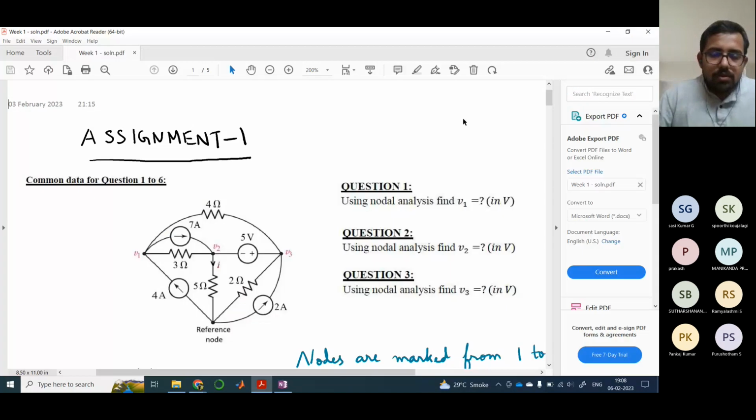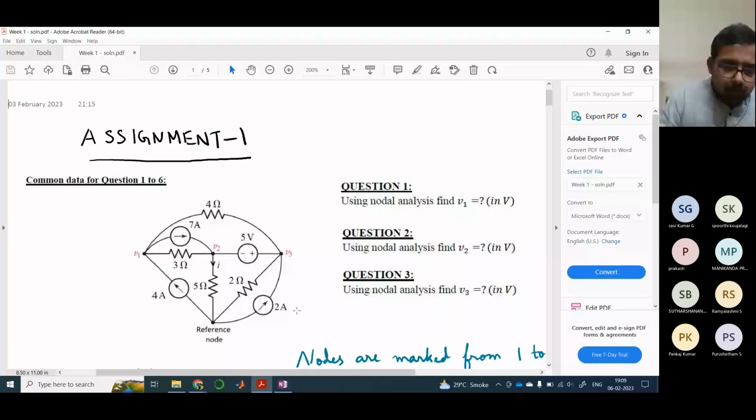So you have been asked to find out what is the voltage at this node, and this node. And there will be other three questions. At first we will be addressing these three questions because these are the main parameters which you need to find out. The remaining three questions you can easily solve once you determine each of these parameters.